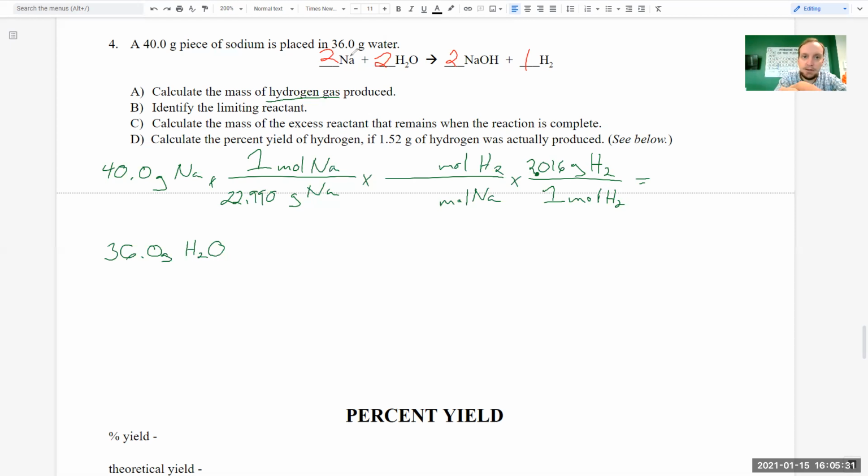So on the bottom, I have sodium. There it is. So the number in the front is a 2. There we go. And on the top, what we have is H2. So what we're going to have here is H2 is right there. So it's going to be a 1.